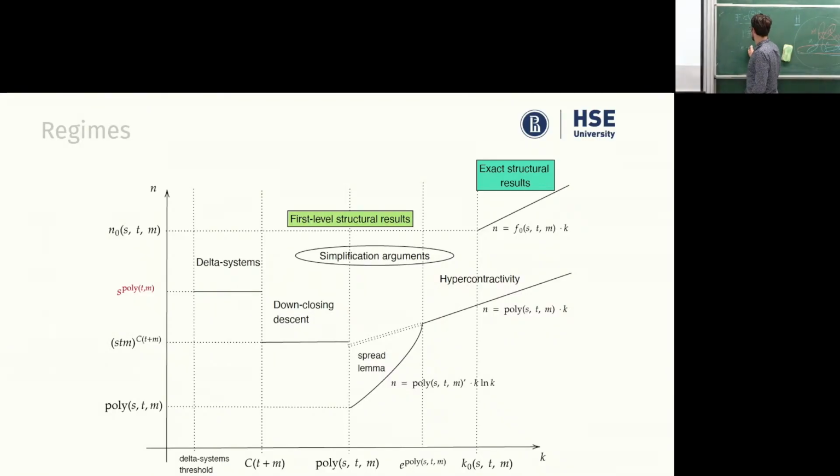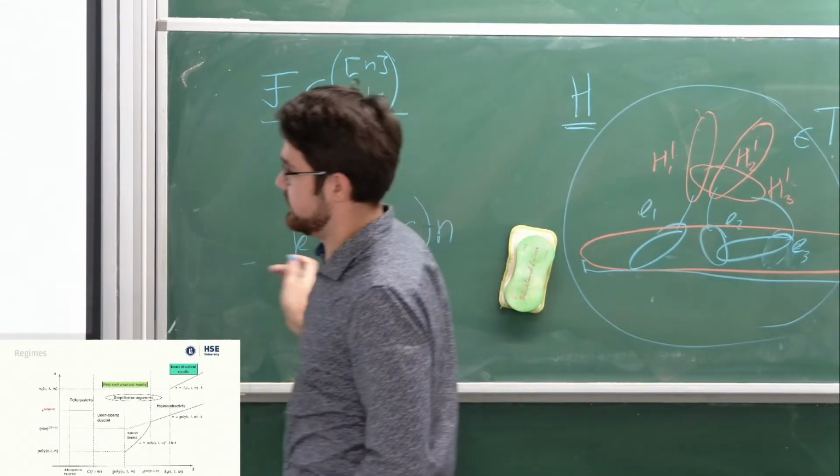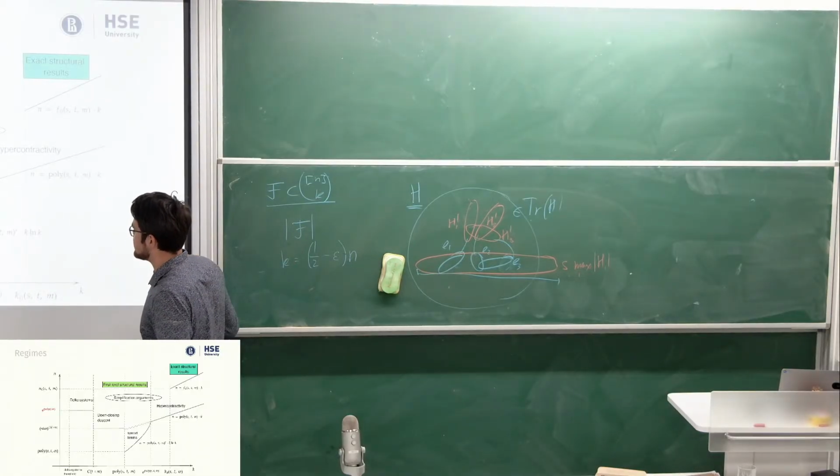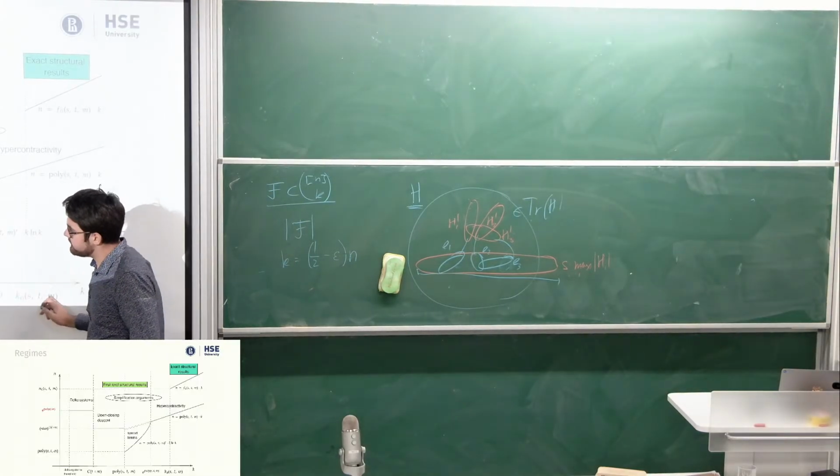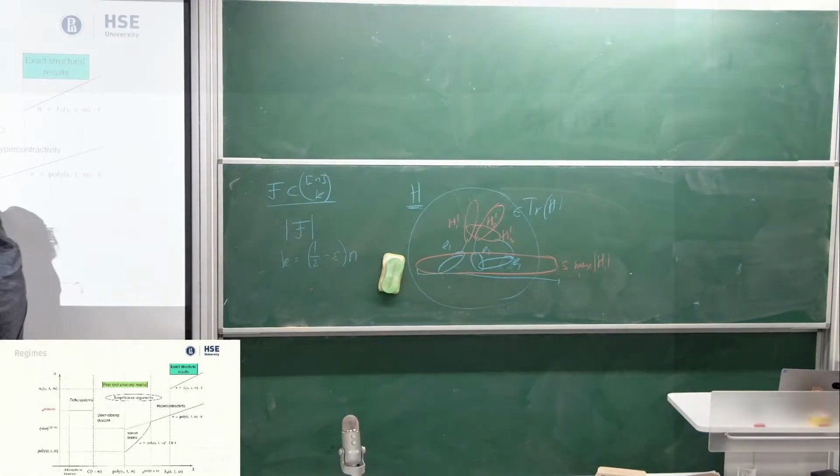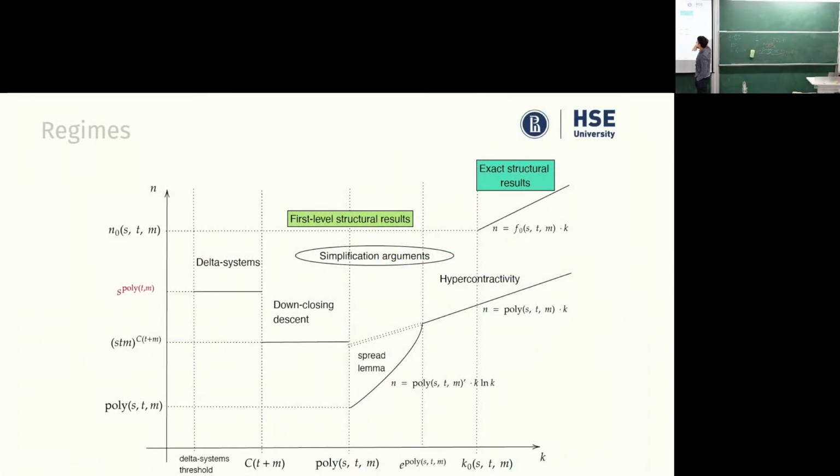Then k is something like 1/2 minus epsilon of n. We will discuss it later. And if k is large enough and n is large enough, you can hope to obtain exact structural results. So prove that the extremal family is determined by some extremal set theory problem independent of n and k, which depends only on s, t, and m. In some cases, for hypergraphs, it is also determined by the uniformity of the hypergraph, but it can be encoded into m.